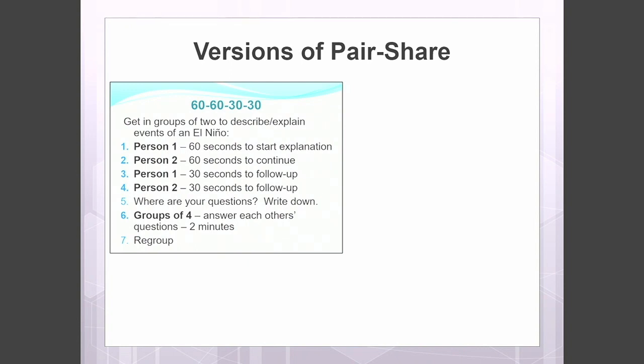So when I teach El Nino in my marine science, it's a very complicated process. And so one student trying to think it through doesn't always get all the major parts. And so I have them do a pair share, where the first person takes 60 seconds to start describing it. Then the second person comes in, either makes some changes, corrects, and then continues it. And then 30 seconds and 30 seconds, person 1 and 2 follow up. And then where are their questions? And then we come back together as a group. And it really helps to have them discuss and learn and teach each other. So that's a pair share.